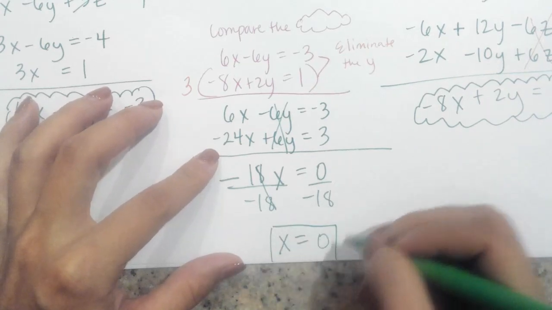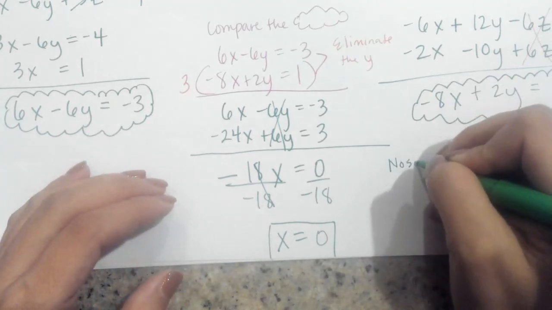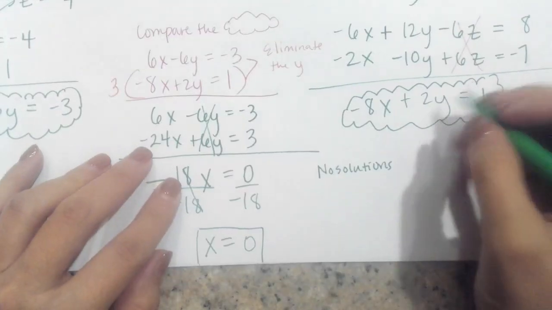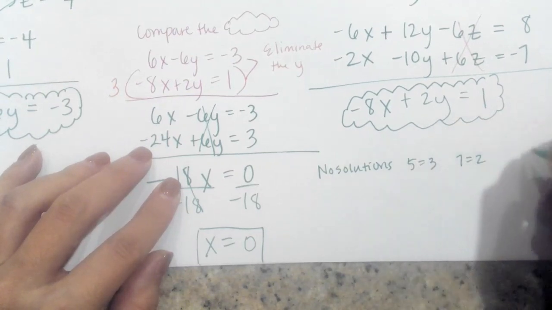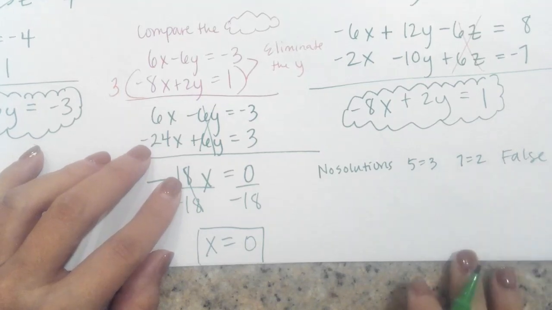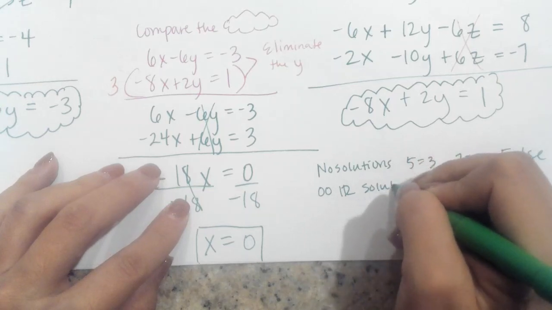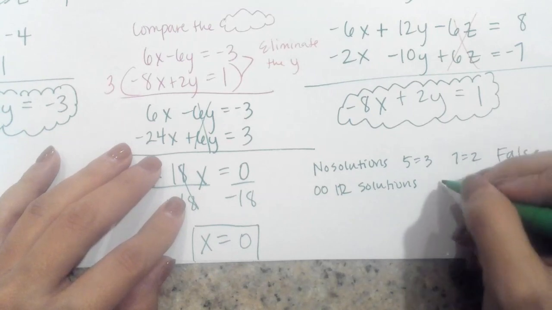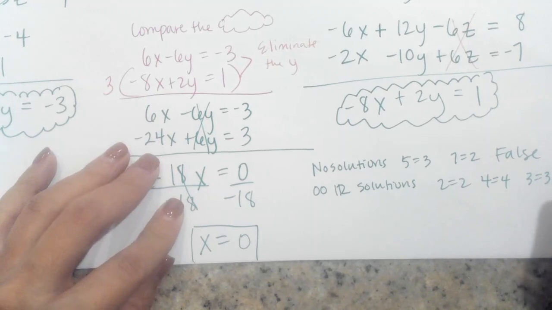I had a lot of kids think, oh, I see that 0 already, I'm going to think it's no solutions or all real numbers. Anytime you have no solutions, that's when your x's cancel out, and that's when you get a number equals a different number. So if I had like 5 equals 3 or 7 equals 2, where something is false, that's when you have no solutions. When you have infinite solutions or all real number solutions, that's when you have a true statement. So that's when the x's still cancel out, but you end up getting like 2 equals 2 or 4 equals 4 or 3 equals 3. That's a true statement, and that's how you know.